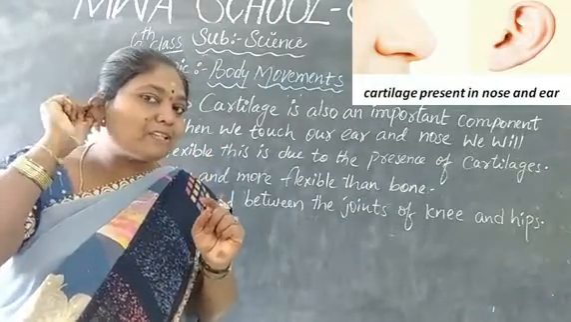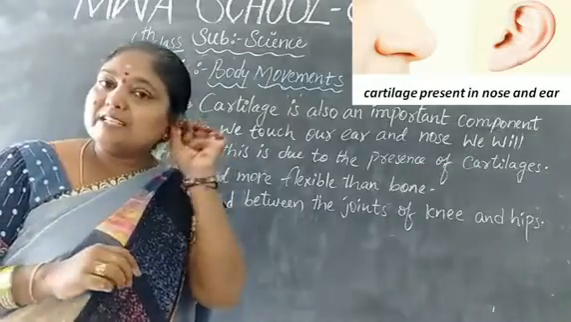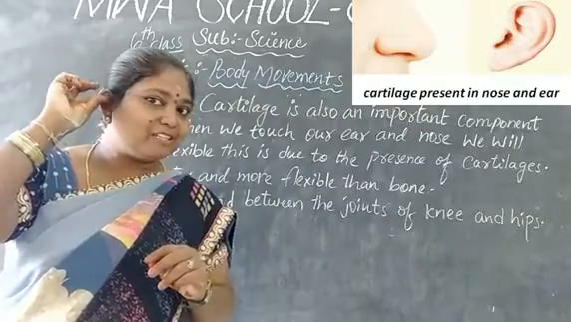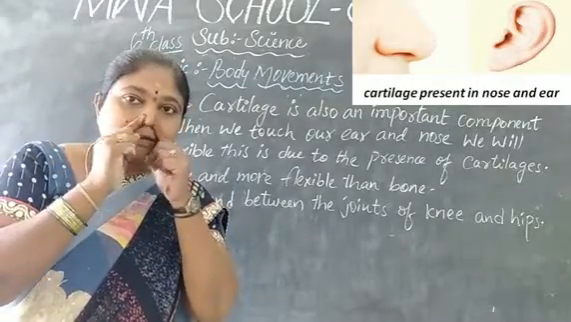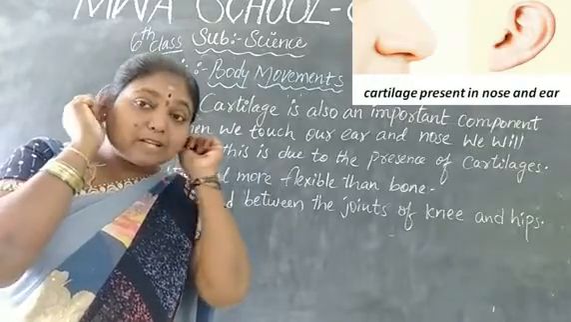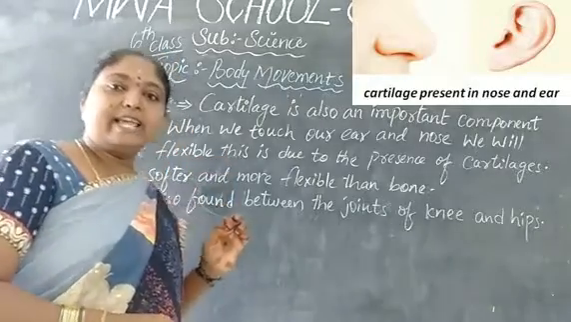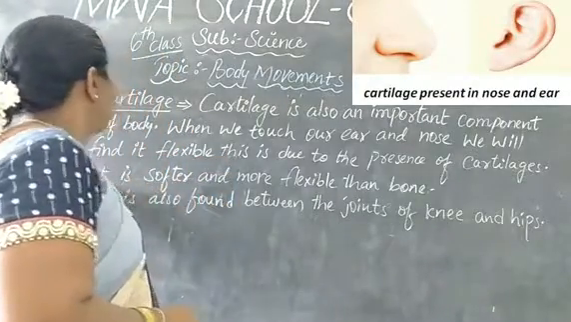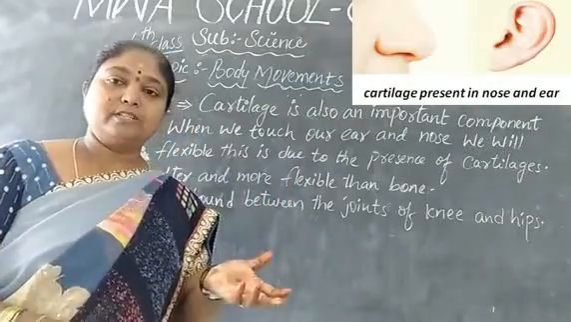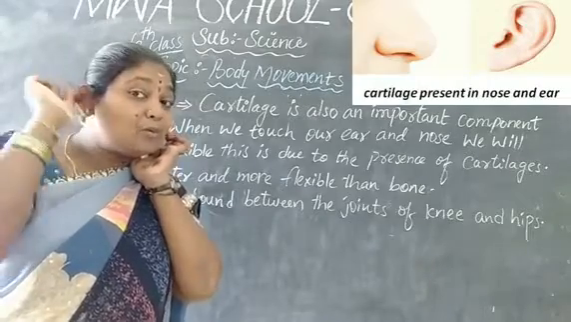See here, this part. So, what type of bone is here? If you touch here, it will be very hard. But if you touch here and the nose part, it will be very smooth. So, what type of bones are we having here? It's the cartilage. It is softer and more flexible than bone. It is very soft and flexible. Flexible means we can move like this.